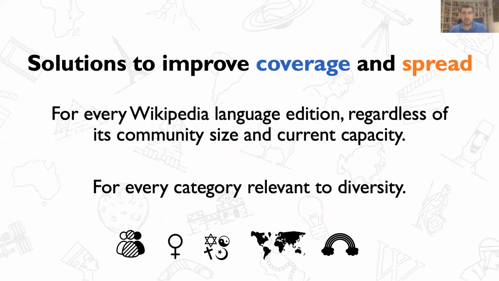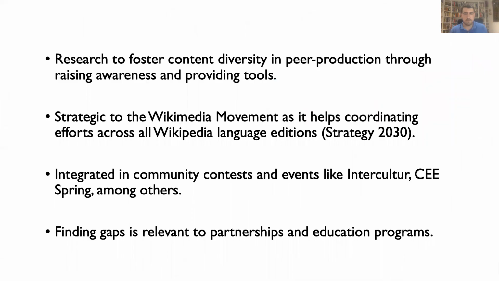The approach proposed by the Wikipedia Diversity Observatory is very broad because it provides solutions to improve the coverage and the spread of articles. And it's useful for every Wikipedia language edition, regardless of its community size and current capacity. And it's useful in order to improve the coverage and the spread for every category relevant to diversity. The research we present is a novel idea in the field of digital humanities that is useful to improve content diversity in peer production. We have provided a comprehensive technical framework to assess content imbalances in Wikipedia.